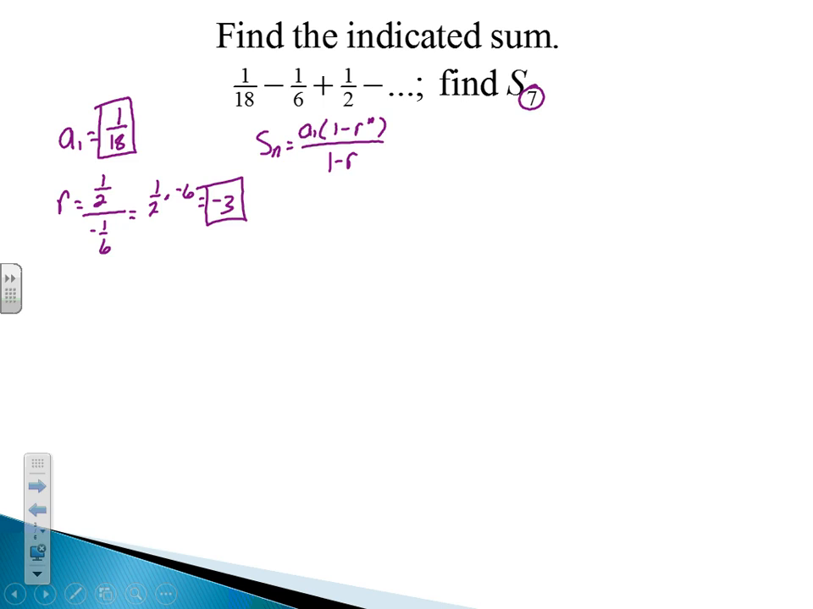So now we can substitute and find the sum of the first 7 terms of this particular geometric sequence. So here I'm going to say s sub 7 to show that I'm finding the sum of the first 7 terms. a sub 1 is 1 over 18. And we'll say 1 minus negative 3 again for the common ratio. We're going to raise it to the 7th power because we're substituting in with 7. And in the denominator, 1 minus negative 3.